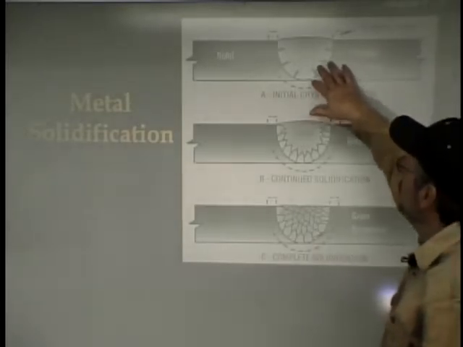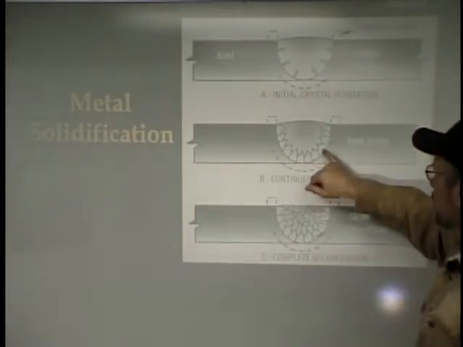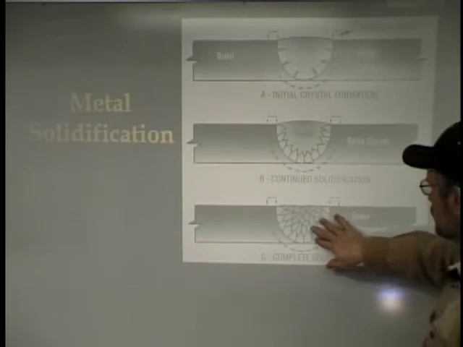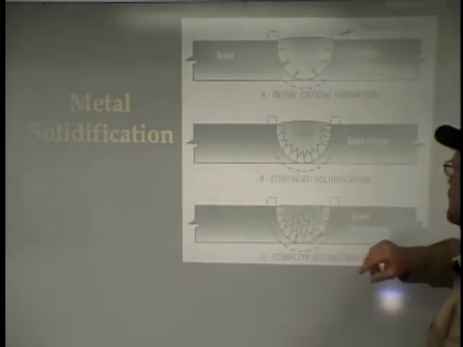Metal solidification. Let's stay on the board here. When weld metal begins to solidify, it will do so from the cold surface of the parent metal in towards the center, and it forms these grains. I think your book calls them columns or columnar structures. And they'll form into the center until the whole thing solidifies.